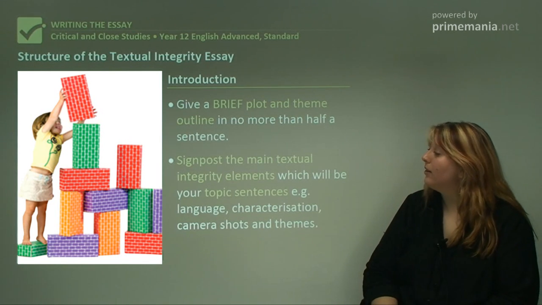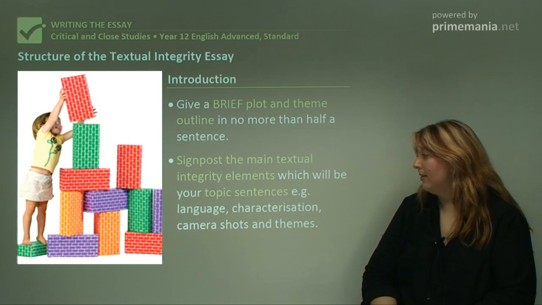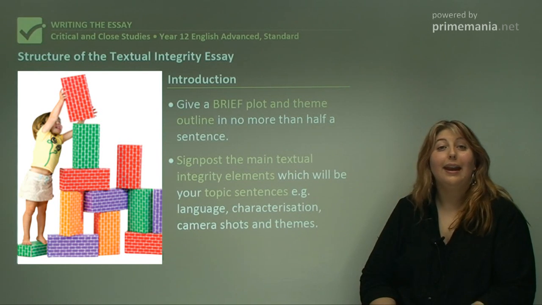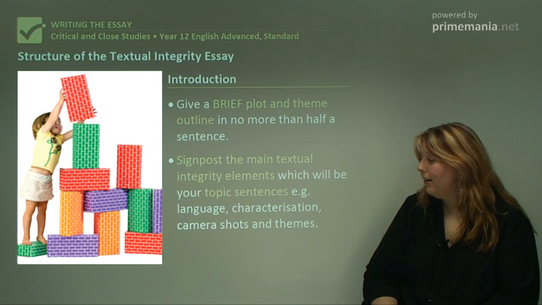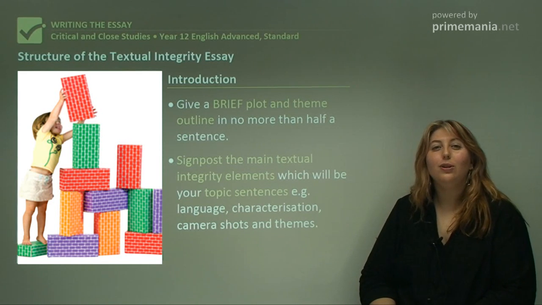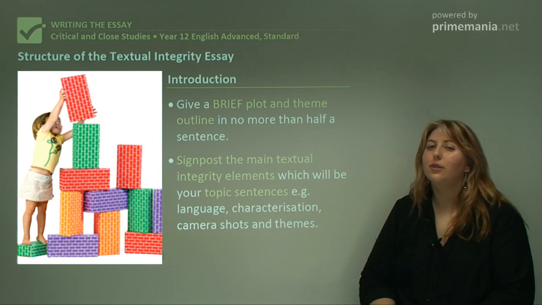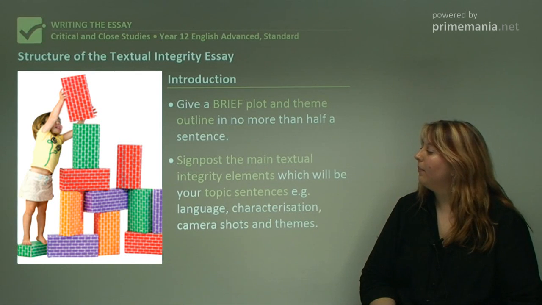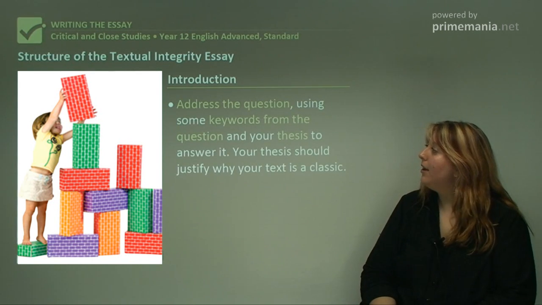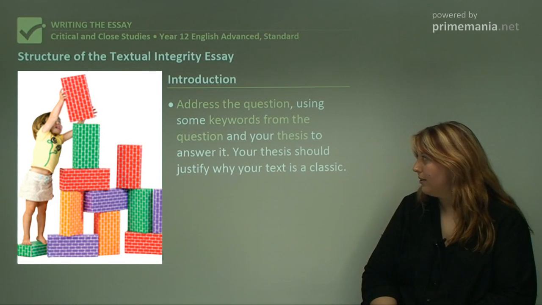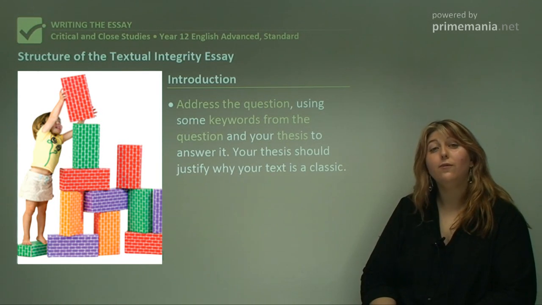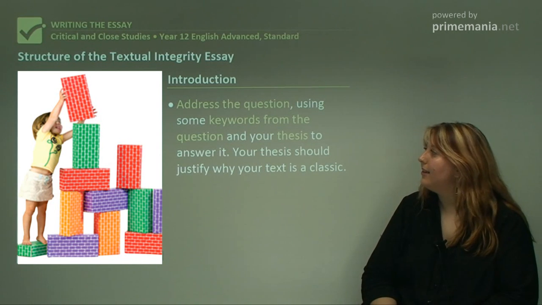Signpost the main textual integrity elements, which will be your topic sentences. So you're going to talk about language, iambic pentameter, dramatic characterization, dramatic irony, camera shots or themes. So you should be quite specific about that and introduce them in order. Address the question using some keywords from the question and your thesis to answer it. Your thesis should justify why you can consider this text a classic.